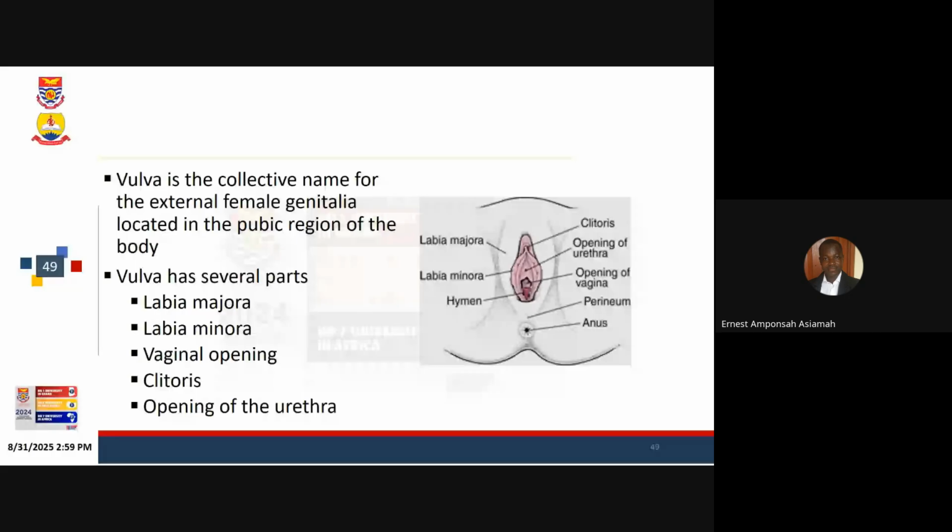Then we have the clitoris. The clitoris is the small pea-shaped bump at the front of the labia minora, and it contains erectile tissue. And the clitoris increases sexual pleasure.